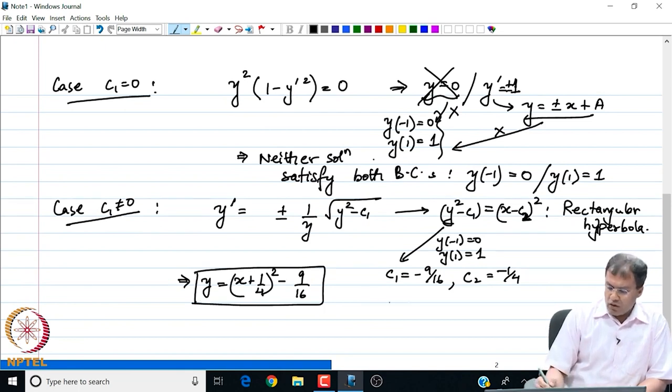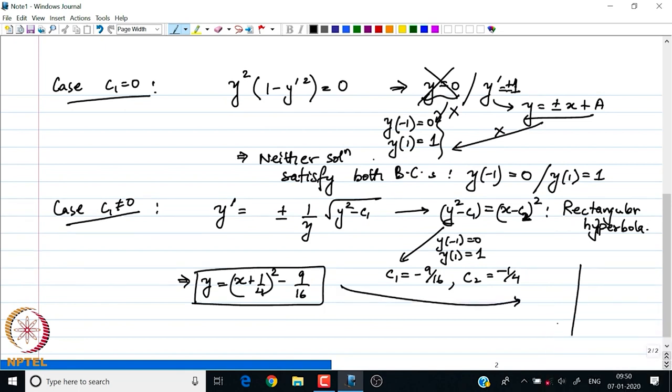So, now if I were to draw this figure, let us see what this figure looks like. So, it is a rectangular hyperbola, it has two branches. Notice that minus 1 comma 0 is here. So, this is my point P0, which is minus 1 comma 0, the first boundary point. And notice the second point is 1 comma 1. 1 comma 1 lies on the second branch, and there is no way we will have an extremal which joins these two points because they are lying on two separate branches, right?